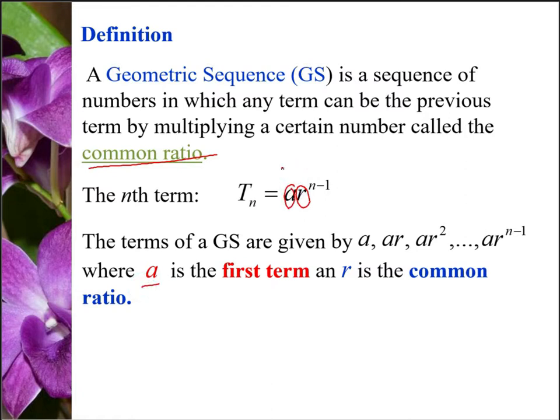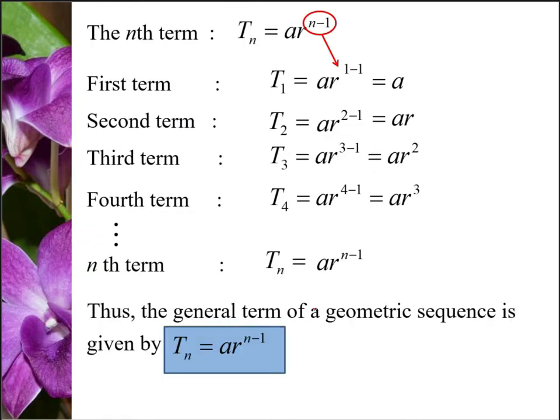An example of a geometric sequence is, as written, 2, 4, 8 and 16, where the difference between these numbers is just multiplying by 2. 2 times 2 you get 4, and then 4 times 2 you get 8, 8 times 2 you get 16. This is an example of a geometric sequence. The general term of a geometric sequence is as written. This is a very important formula that you have to memorize.